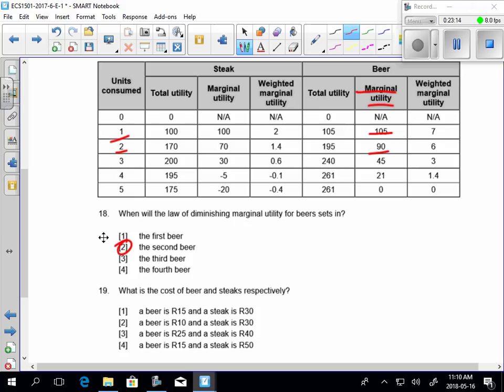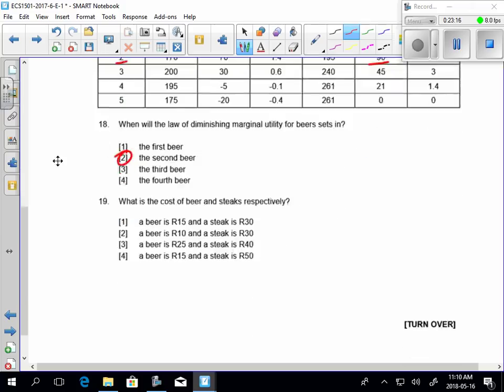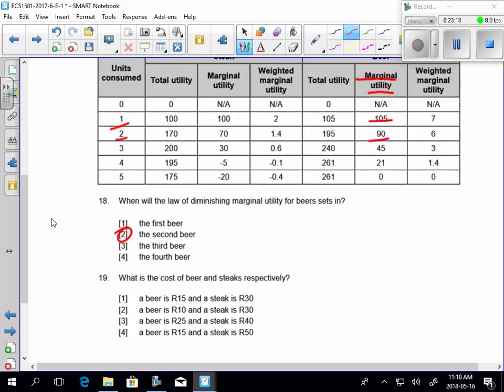What is the cost of beer and steaks respectively? All right, so if you've got your marginal utility and you divide it by the price of the product, you equal your weighted marginal utility. Okay. So now you just need to work your way backwards because they've given you your weighted marginal utility and your marginal utility. So you've just got to work to your price.